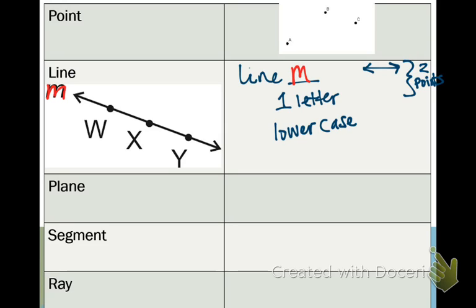When we're naming it the other way with the symbol, we can use any 2 points that are on the line. Now know that M is not a point on the line. It does not have a dot. It is not attached to the line.